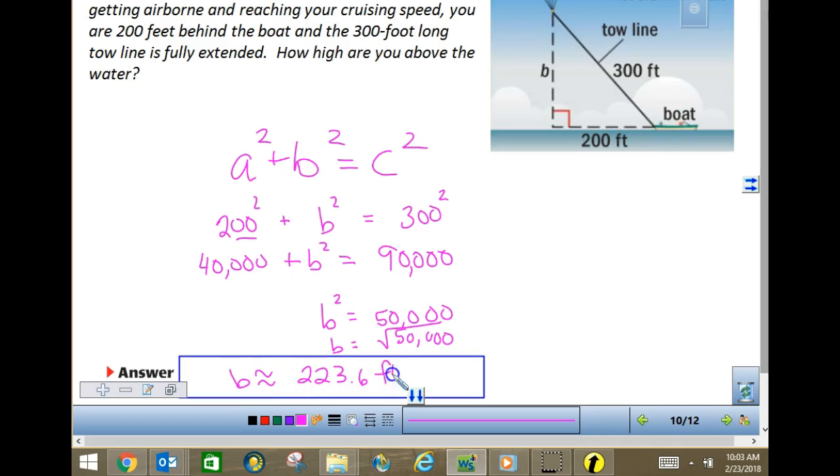223.6. Anyone here ever parasailing? I have never. It's scary. Do you feel like you're up that high? Anyway, all right, so as you are looking, okay?